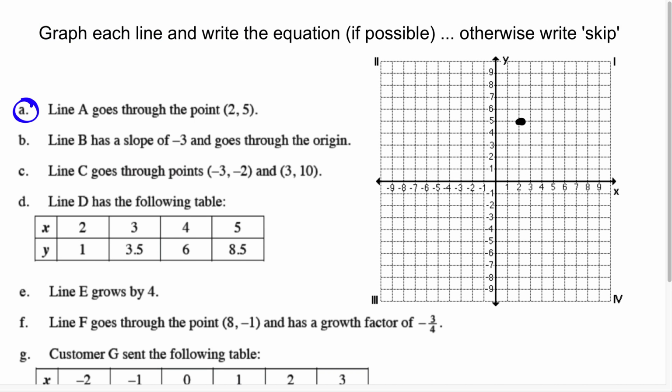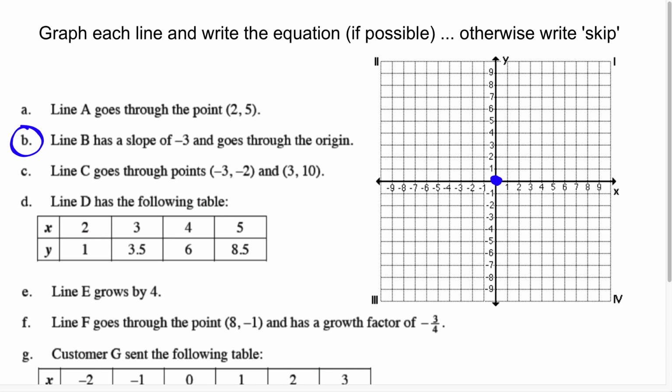Okay, line A goes through the point (2, 5). You can draw an infinite number of lines through this. So you could draw a line here, you could draw a line here, you could draw a line here, and it goes on forever. This one you would have to skip. You cannot write an equation for line A.